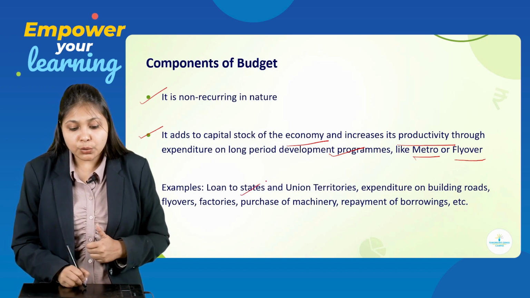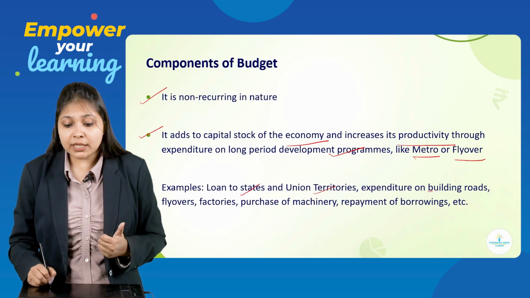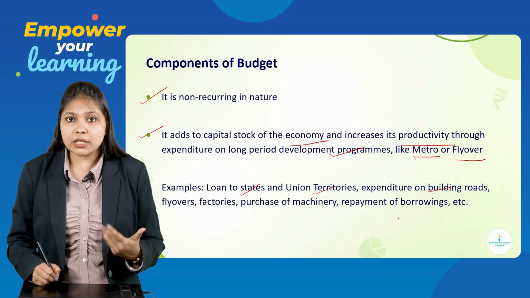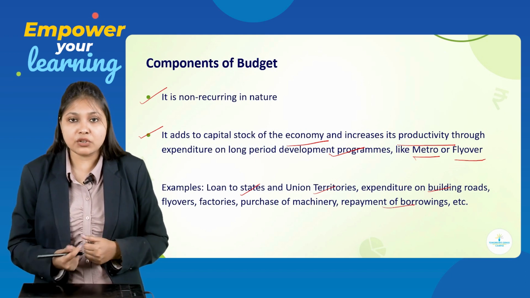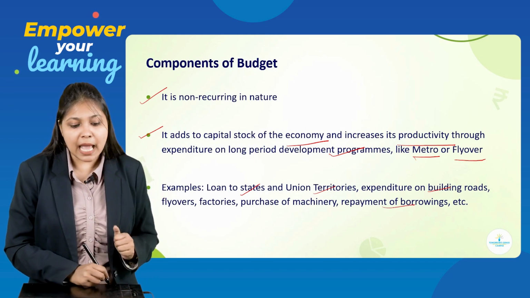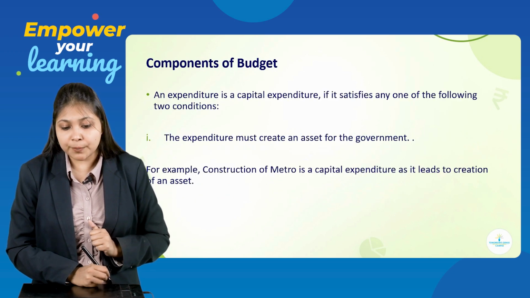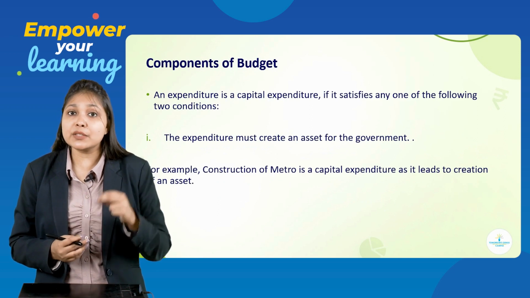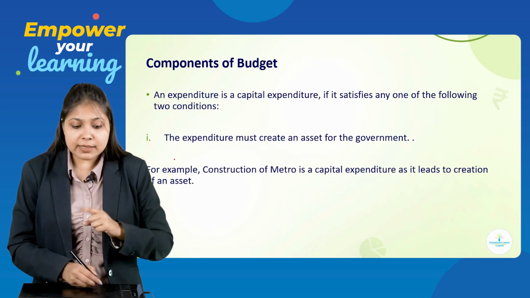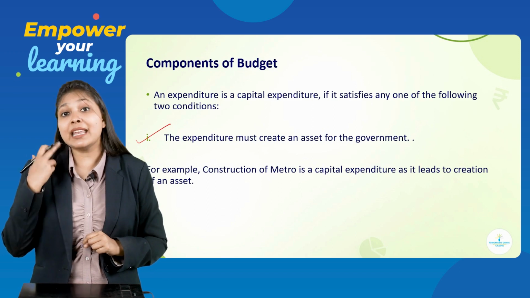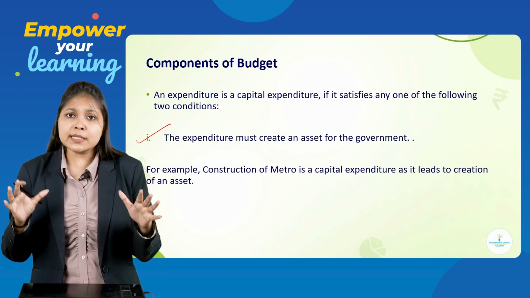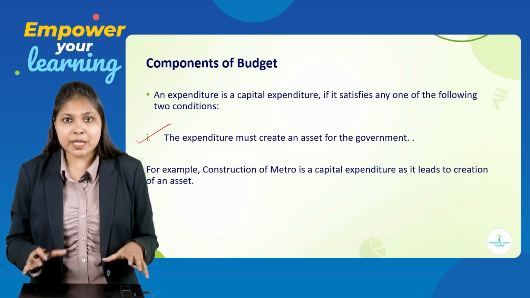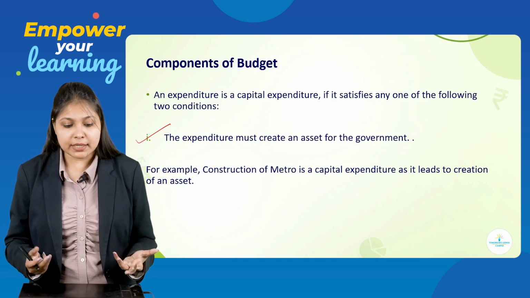Examples: loans to states and union territories, expenditure on building roads, flyovers, factories, purchase of machinery, repayment of borrowing, etc. are very good examples of capital expenditure. Now, to call an expense a capital expenditure, we have to satisfy two basic conditions. First condition, the expenditure must create an asset for the government. Whatever expense the government incurs should create an asset for the government. Such an expense will be called a capital expenditure.